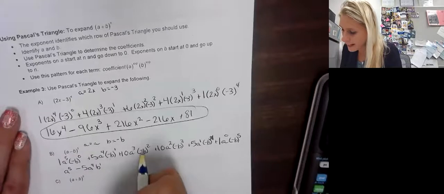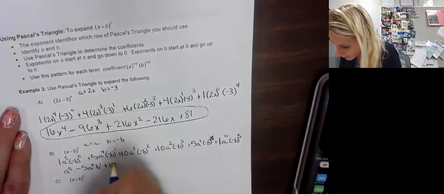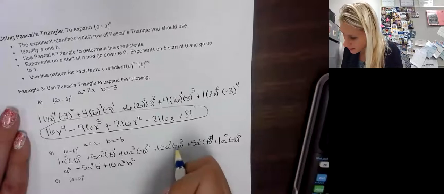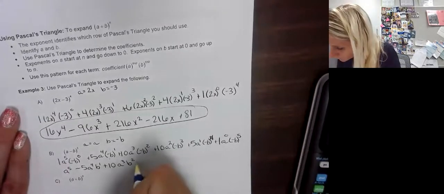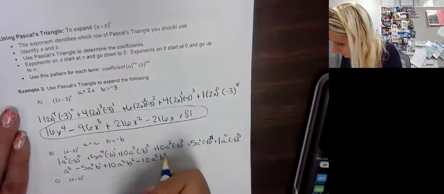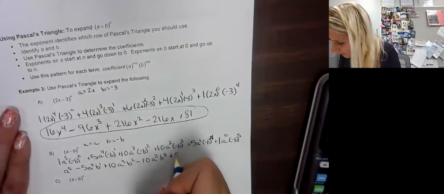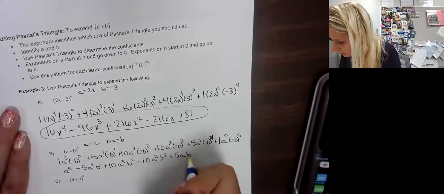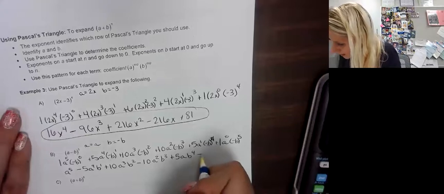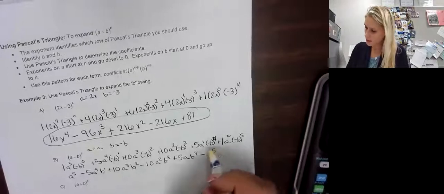Next one, this negative 1 squared becomes a positive 1. So I have positive 10, a cubed, b squared. Negative 1 cubed is a negative 1, so negative 10, a squared, b cubed. That negative becomes a positive, so 5, a to the first, b to the 4th. And then this is negative, so negative b to the 5th. And we are done.